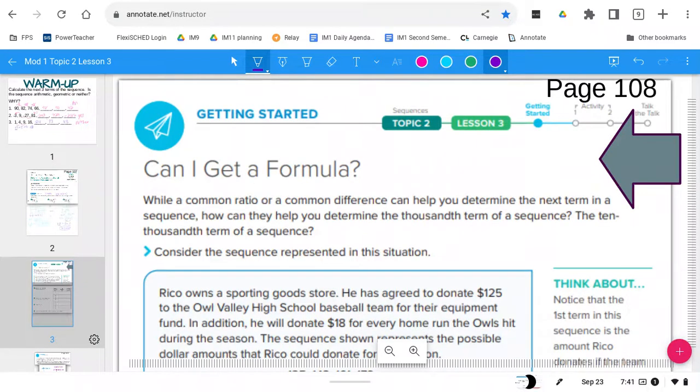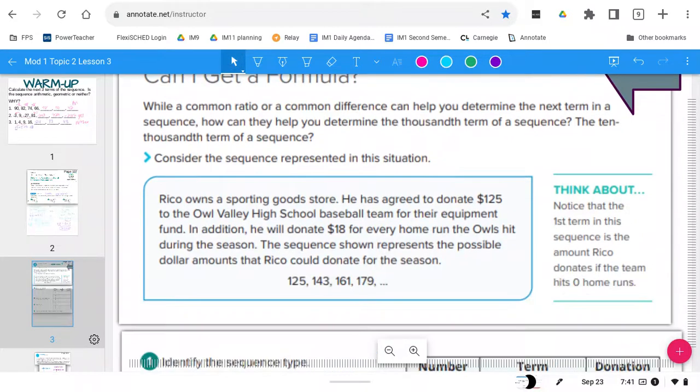Okay, so moving on, can I get a formula, right? A common ratio or common difference can help you determine the next term in a sequence. How can they help you determine the 1,000th term of a sequence, the 10,000th term of a sequence? Consider the sequence represented in this situation.